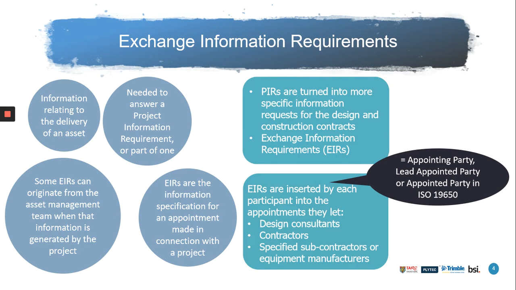So an exchange information requirement is by delivering all the asset. This is important because you need all the specific information for the project. So some of the EIR can originate from the asset management team when that information is generated by the project. This means that by knowing what sort of project you are doing, you can appoint the contractor or the architect to design what you want, and then the specialists will be able to inject their info into the model itself.